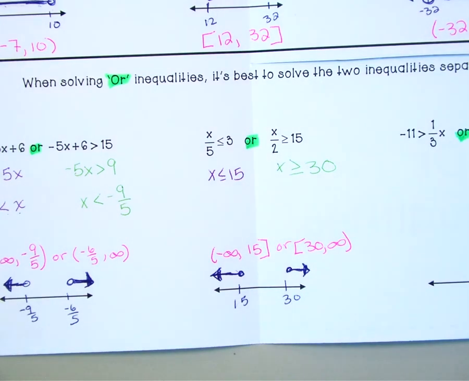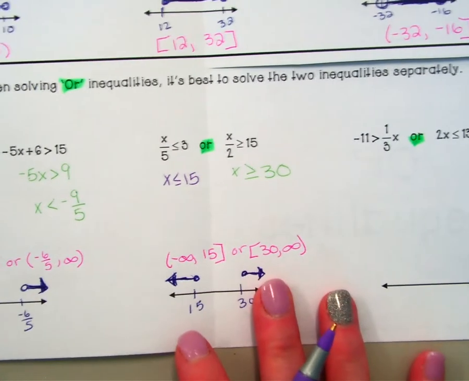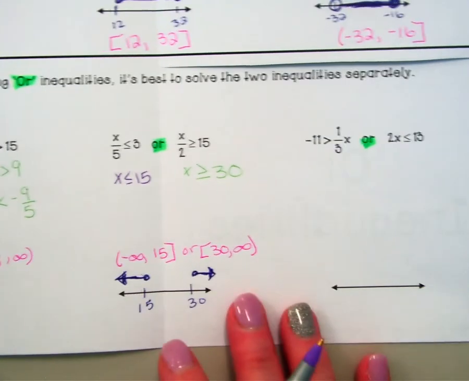Parentheses always on infinity. Brackets for those closed circles, and then that word or in the middle because you can't be in two places at once. Unless you're standing over a state line, then you can be in two states at once, but that's like it.